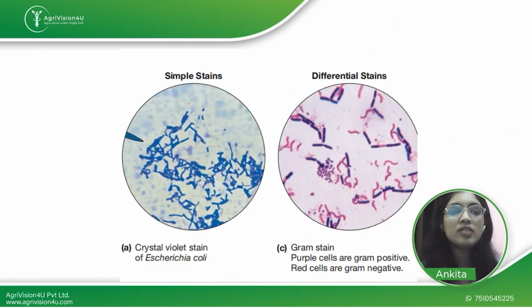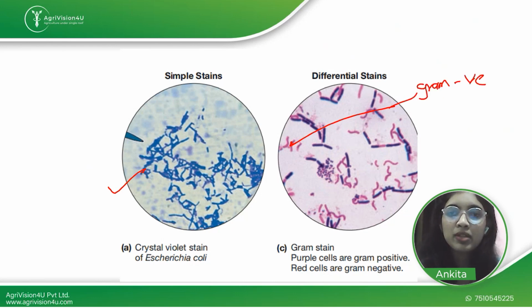See, this is just the thing: a simple staining technique will give you an image like this, while in the differential staining, this pink color one are your gram negative, okay, and this purple color are nothing but your gram positive. Okay, these are gram positive, these are gram negative.